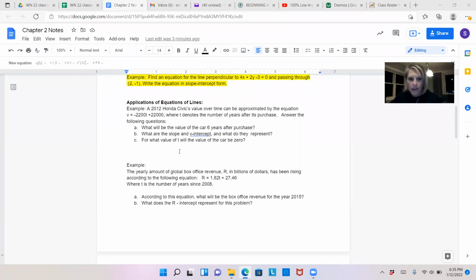Okay, this next video is all about applications of equations of lines. And the two examples we're going to look at are right here. So the first example says a 2012 Honda Civic's value over time can be approximated by the equation V equals negative 2200t plus 22,000, where t denotes the number of years after its purchase. Answer the following questions. So let's go ahead and put that into Desmos.